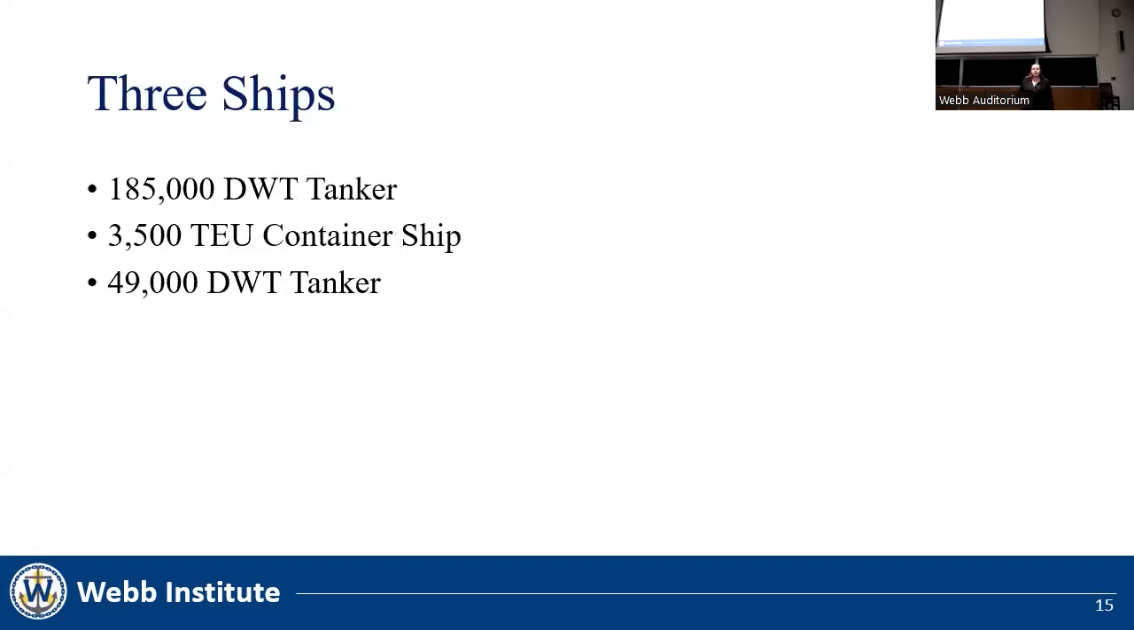This shipyard is producing 3 representative vessels. First is the 185,000 deadweight ton tanker provided to me by NASSCO. Next is a 3,500 TEU container ship provided to me by Philly Shipyard. And last is a 49,000 deadweight ton tanker provided to me by Webb Institute via Professor Golden.